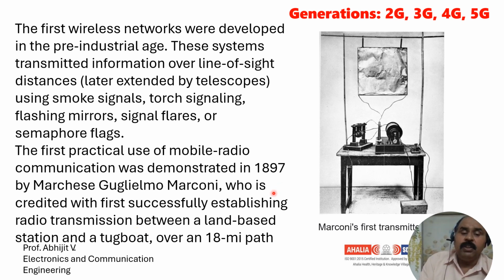The first practical use of radio communication was demonstrated in the year 1897 by Marconi, where he established a transmission path from a land-based station to a tugboat which was around 18 miles apart. Considering 1897, transmitting information from one point to the other, 18 miles apart, was a big achievement.